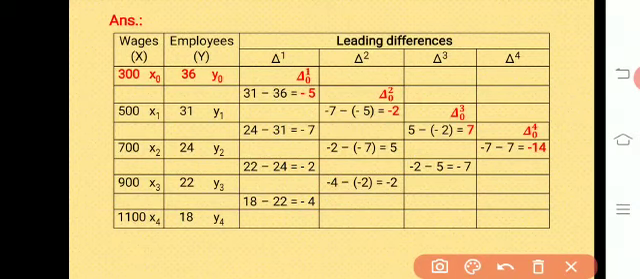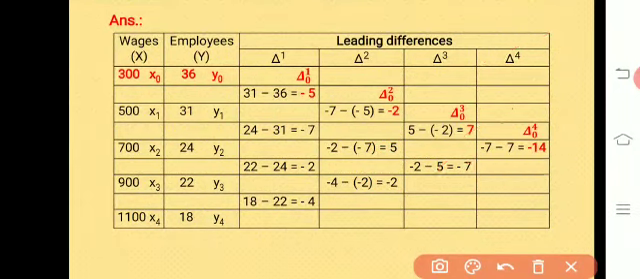The next, delta raised to 3. Delta raised to 3 is this: 5 minus minus 2, which is 5 plus 2, and 5 plus 2 is 7. Next is minus 2 minus 5, which is minus 7. And the delta raised to 4 is this: minus 7 minus 7. So minus 7 minus 7 is minus 14.